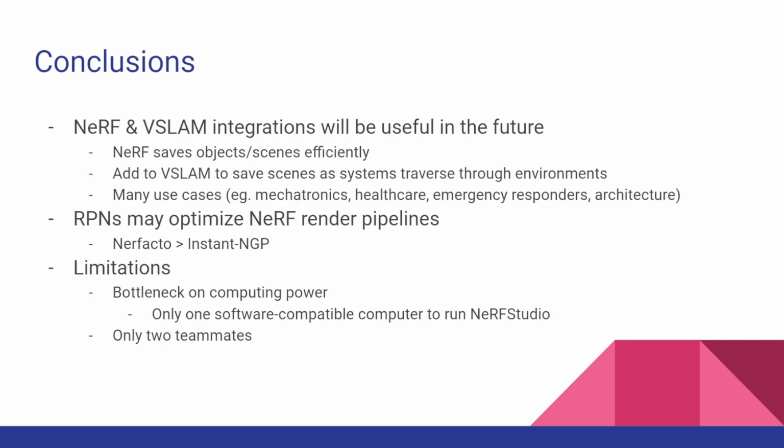All in all, we learned that NeRF and VSLAM integration will be useful in the future as NeRF can be used to save detailed scenes in a memory-efficient manner. After adding VSLAM, users can save scenes as a mechatronic system traverses possibly dangerous environments. We also learned RPNs may optimize future NeRF render pipelines, as shown by NeRFacto outperforming Instant NGP.